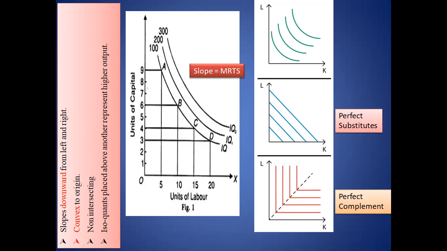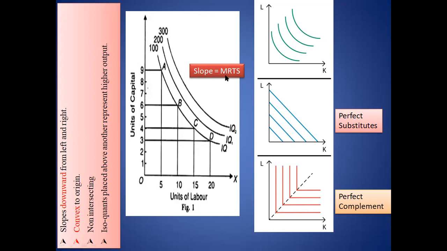Okay. So another thing you have to remember here: the slope of an isoquant is always the MRTS. We can note it here. MRTS is the marginal rate of technical substitution. Okay, note it here.